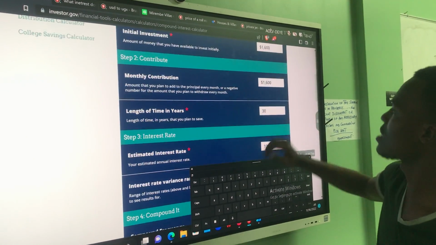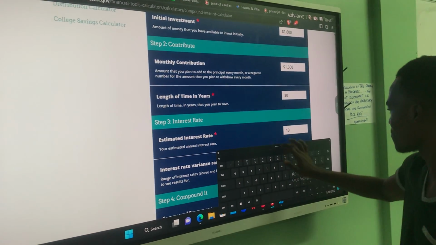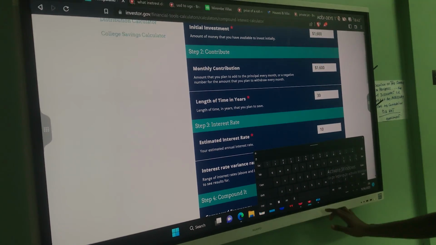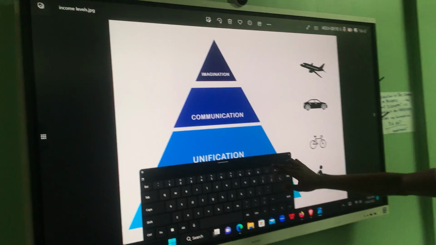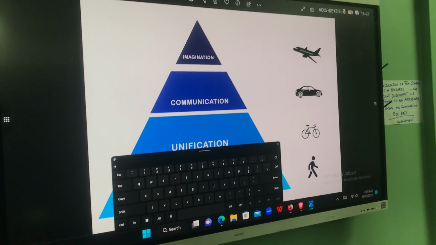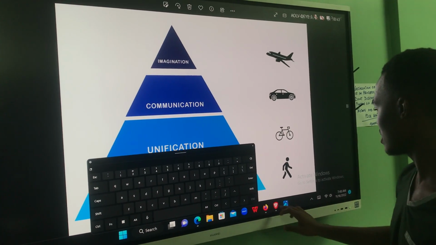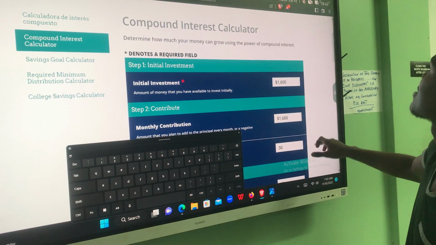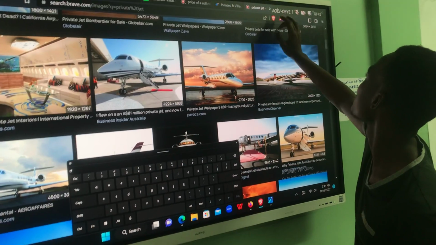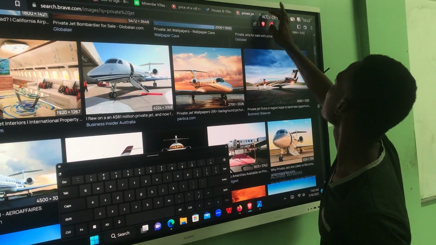So let us look at a person in another level of production. Let us look at a person in the communication level. Let us look at a person like Ronaldo, okay? Ronaldo, his weekly salary is how much? I think we can just Google that one directly. Ronaldo's weekly salary.